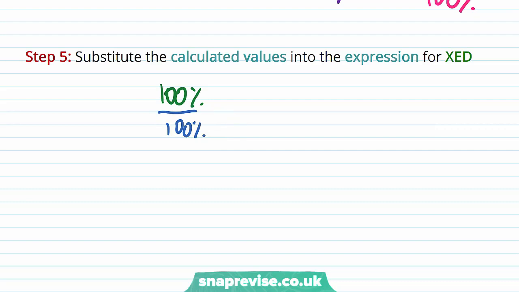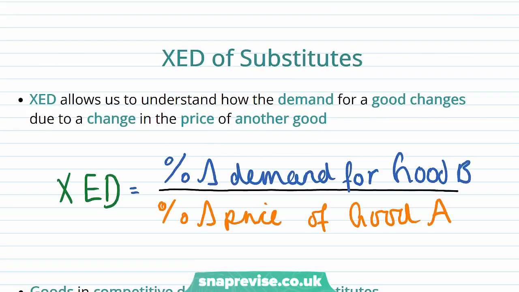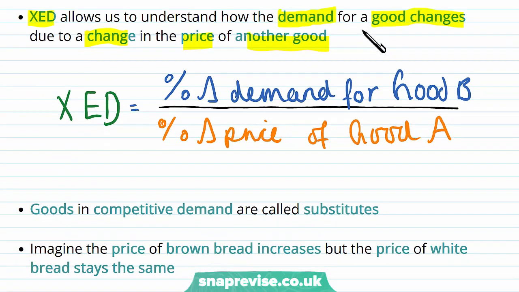Therefore, our XED value is equal to 1. Okay? So again, these numbers have a real meaning towards something. XED allows us to understand how the demand for a good changes due to a change in the price of another good. And this is our equation again: percentage change in demand for good B divided by the percentage change in price of good A.